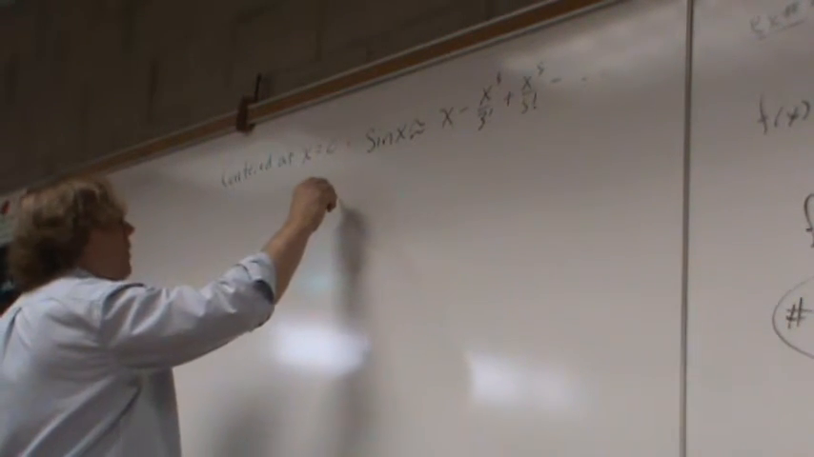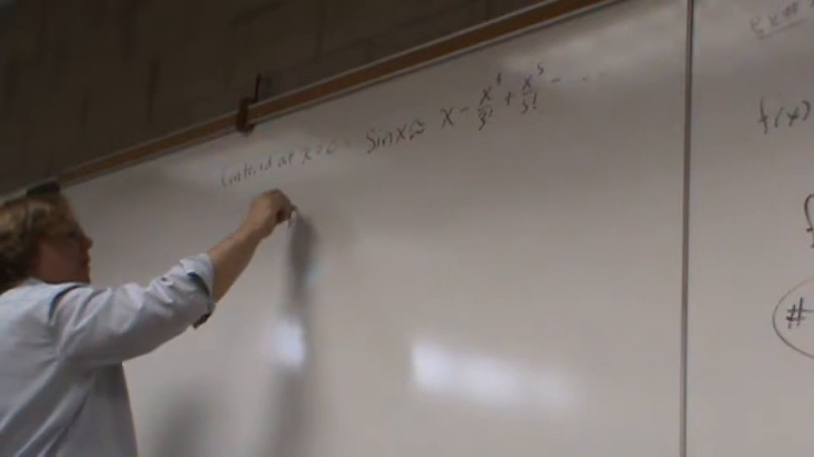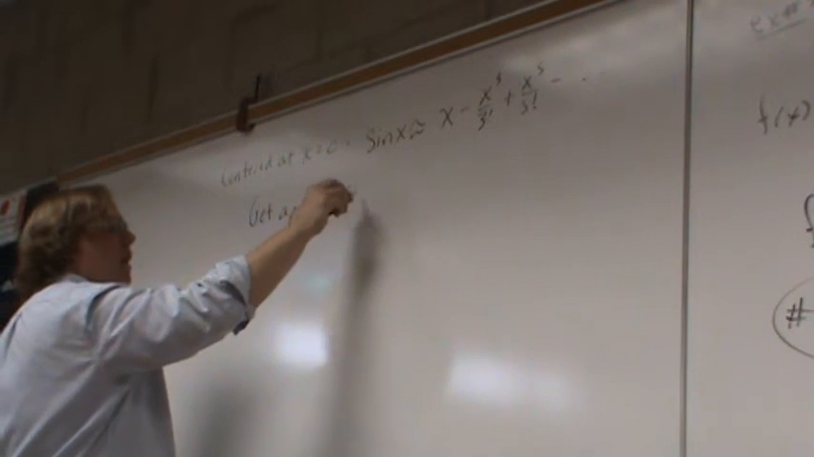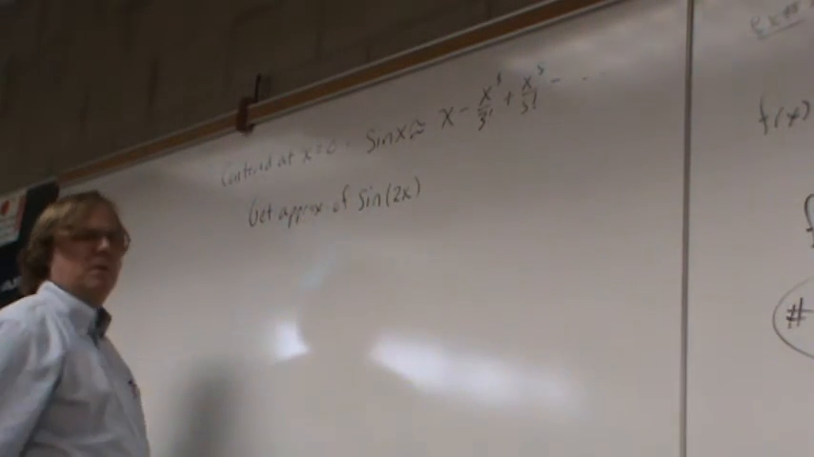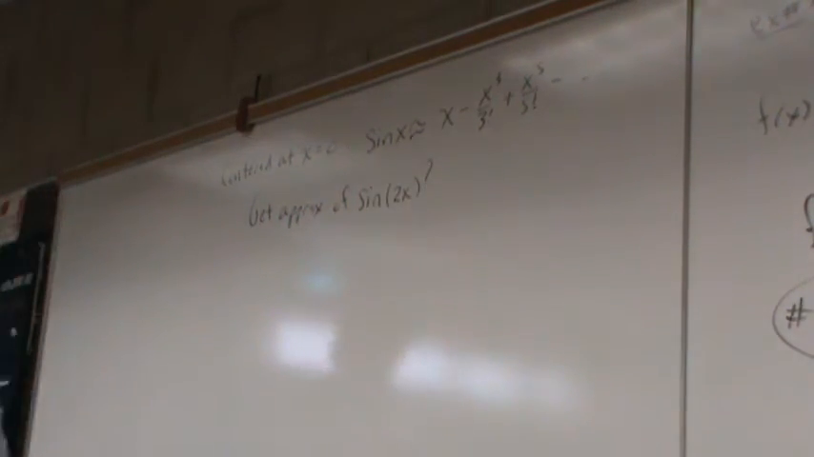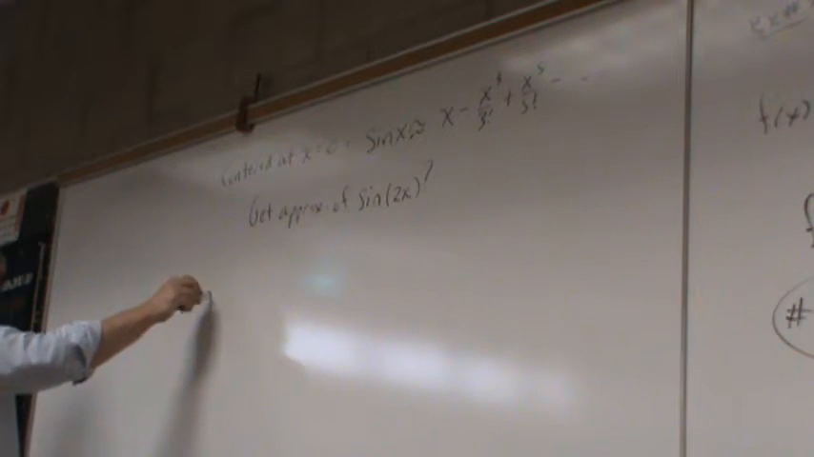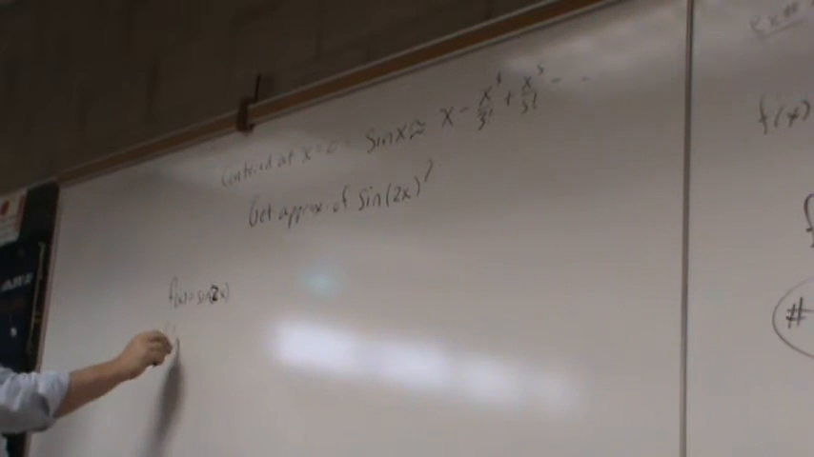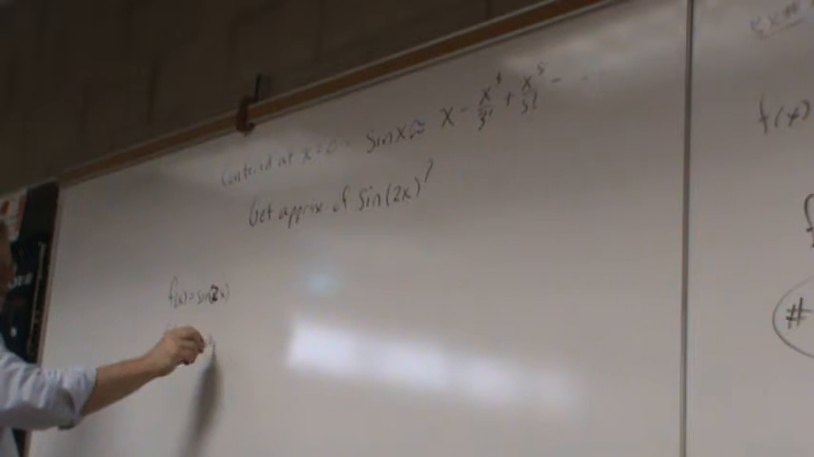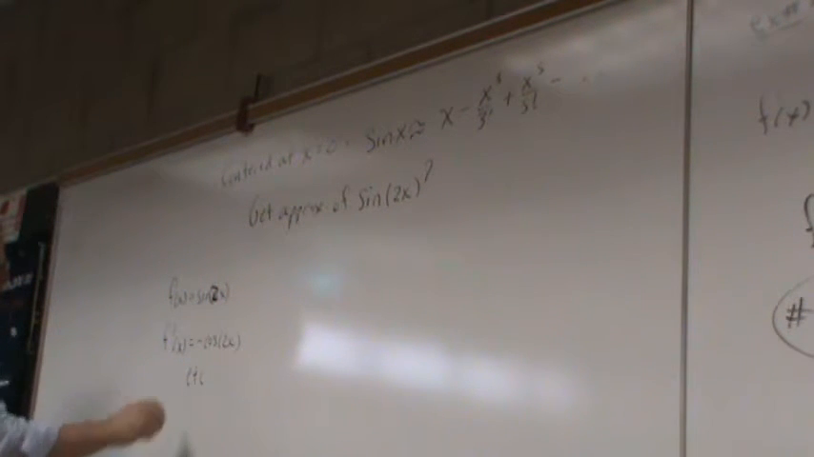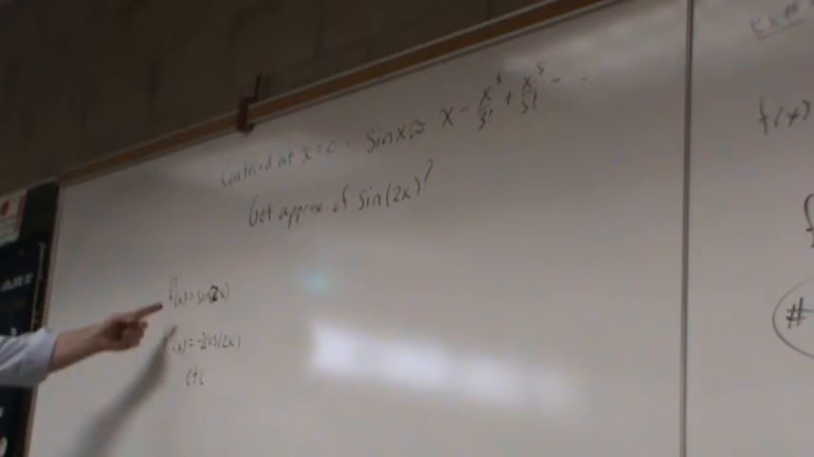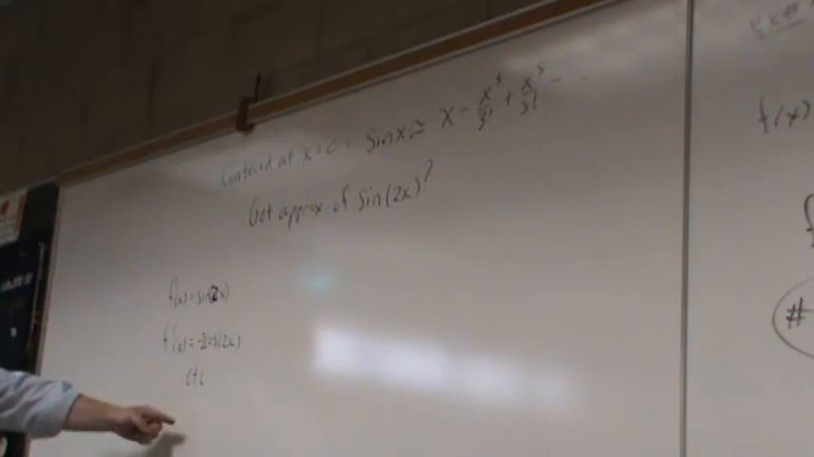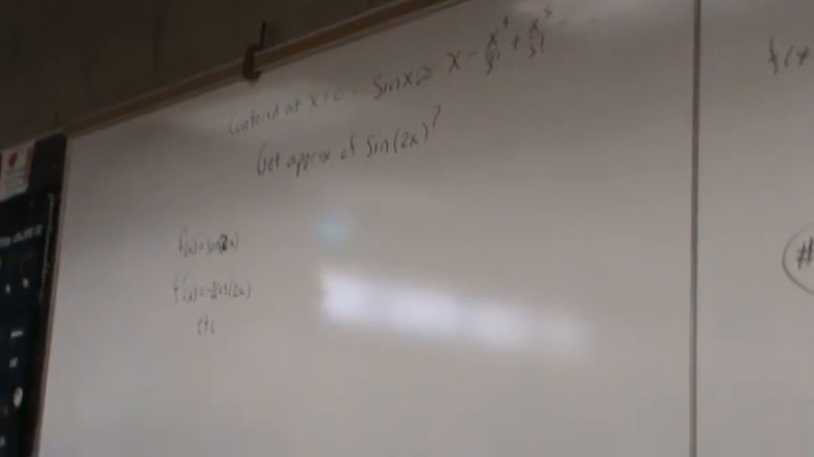What if someone asked for a polynomial approximation of the sine of 2x? Well, there's two ways to do this. One way would be to start with f of x equals sine of 2x, and then get my repeated derivatives. But that's kind of a hassle, and you'll notice with each derivative I'm sprouting another 2, you know? But there's an easier way to do this. I'm going to show it to you right now.